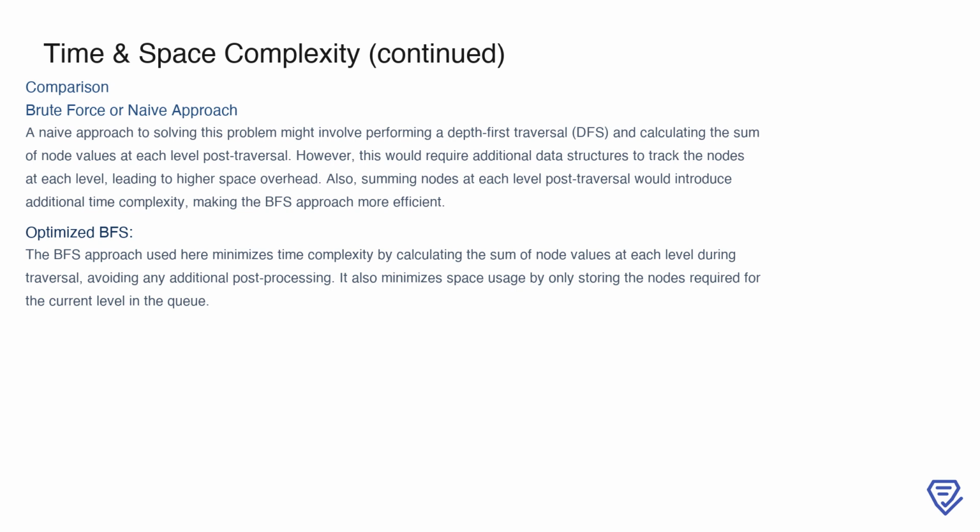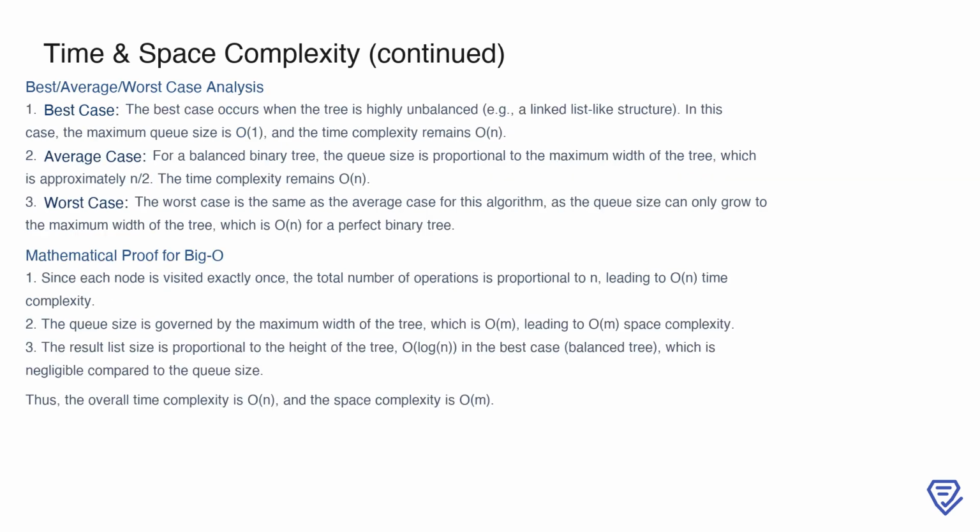Furthermore, after the traversal, you would need to process the collected data to calculate level averages, which would add additional time complexity. In contrast, the BFS approach directly calculates the sum of node values at each level during traversal, avoiding the need for post-processing. By only storing nodes for the current level in the queue, the BFS approach also minimizes space usage. This makes the BFS method far more efficient in both time and space compared to a naive DFS solution. Analyzing the best, average, and worst cases for this algorithm provides additional insight.